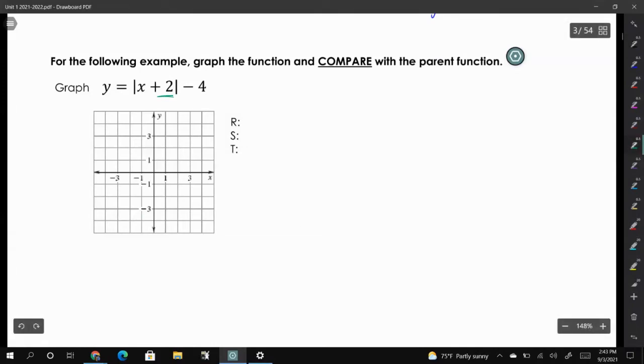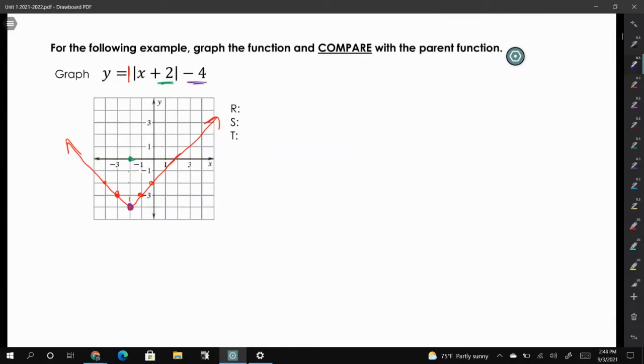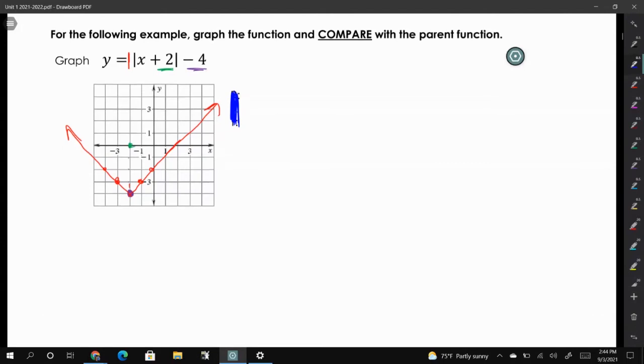Well, when we see this +2, that means our graph is going to be shifted left 2. And this -4 means we're going to be shifted down 4. 1, 2, 3, 4. Now, the number in front, there is nothing there, so it's an invisible 1. That means our graph is going to go up 1, left 1, up 1, left 1. That's going to be one side of our graph, and the other side will go up 1 and right 1, and our graph will look like this. We're not going to compare this because we're going to do the summary down here.